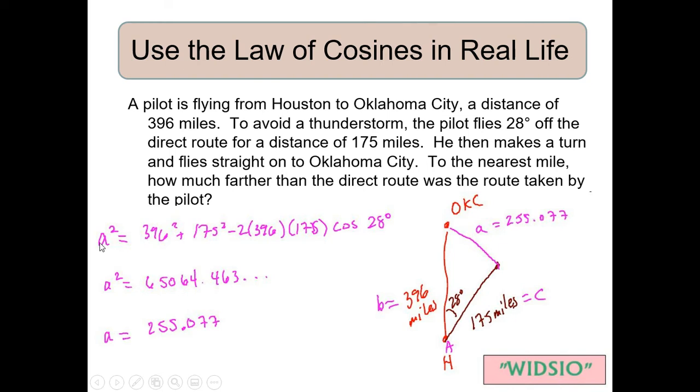Okay, so we've got side B and we've got side C and we've got angle A, so we can use the law of cosines. A squared equals B squared plus C squared minus 2BC times cosine of angle A. And if I plug that into my calculator correctly, I come up with A squared is approximately 65,064.463. Take the square root of that. It's approximately 255.077.